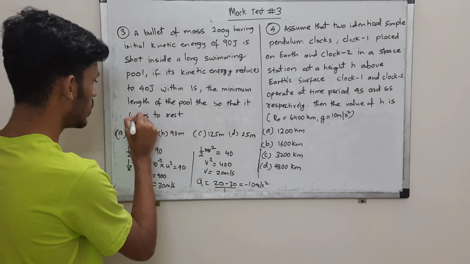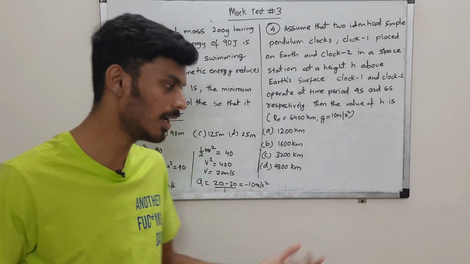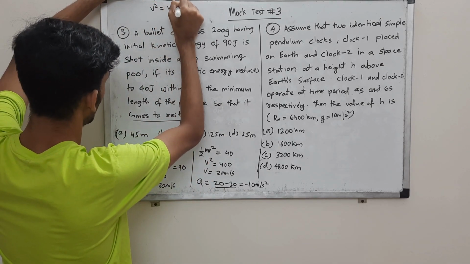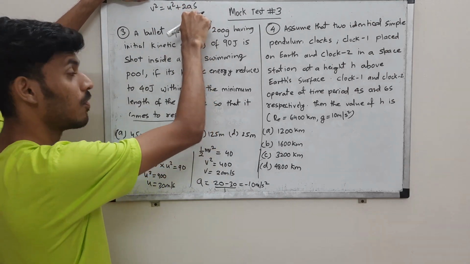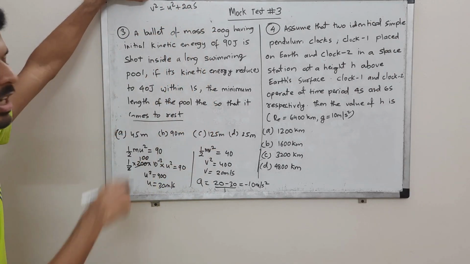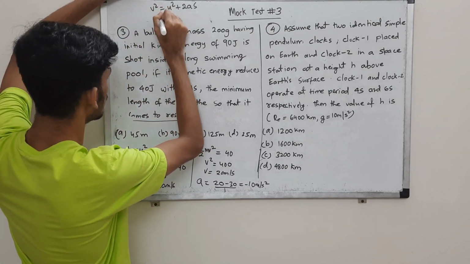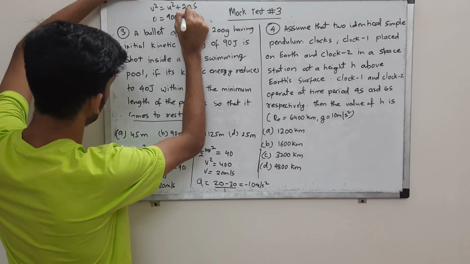We know that the bullet should come to rest finally, right? So the final velocity will be 0, right? So we can use the relation v square is equal to u square plus 2as, because we have u, we have a, we want to find s. v is the final velocity, the bullet should come to rest, 0. So v is 0, u square, initial velocity square, 900, plus 2as.